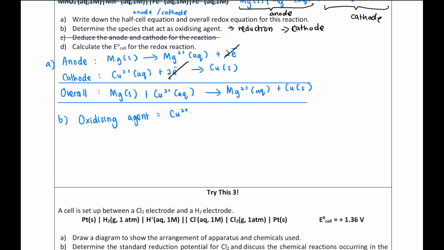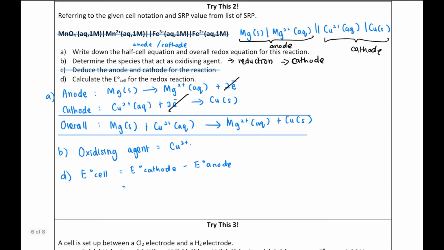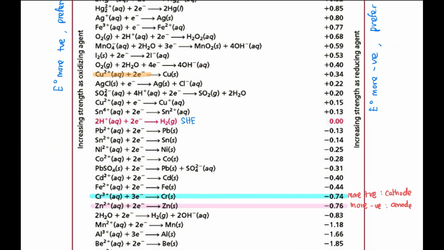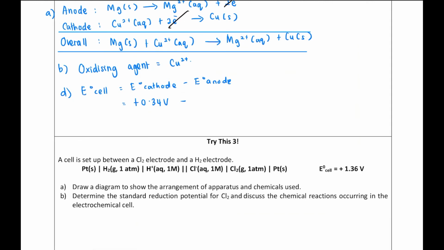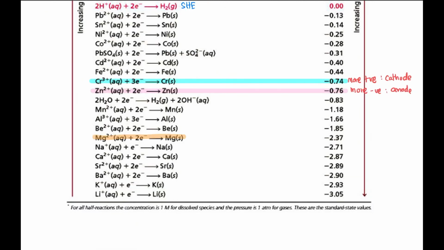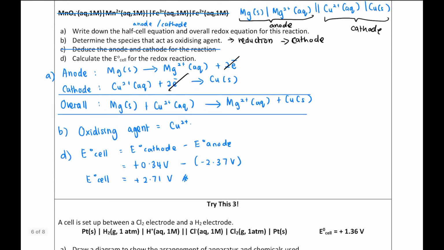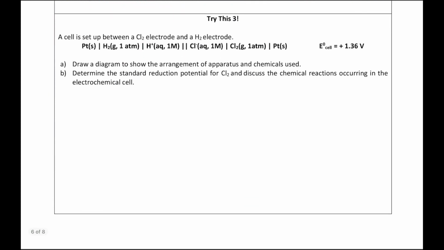Okay, so E naught cell equal to, okay, so cathode kita tadi adalah copper. Okay, so kita kena refer kepada SRP table kita sebab data tidak diberi dekat sini. Okay, so copper dekat sini positive 0.34. Okay, anode kita adalah magnesium. Okay, so magnesium adalah negative 2.37. Okay, so positive 2.71 volt. So that is our E naught cell. Okay, done for try these 2. Next, kita proceed to try these 3.